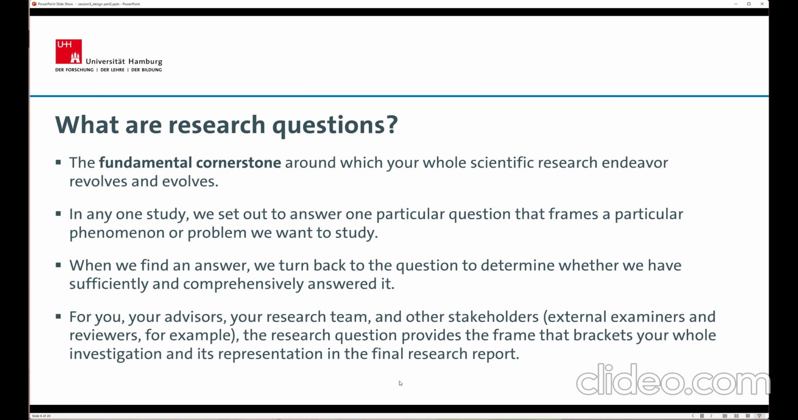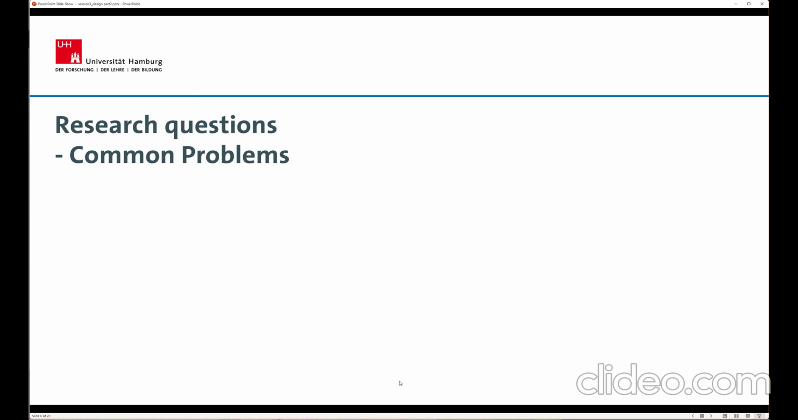Moreover, it is also an important framing device that allows not only you, but also those around you, your advisors, your team, other stakeholders, your friends and family, but also external examiners, reviewers, sponsors of the research, funding bodies, university administration, or anyone else to understand what you are doing and where your expertise is, by understanding what sort of problems you are trying to solve, what sort of research questions you are asking in the scientific endeavors that you are. So a research question provides a frame that brackets the entire investigation, as well as its representation in the final research report or outcome, such as your thesis, a paper, a book, or a report to a company.